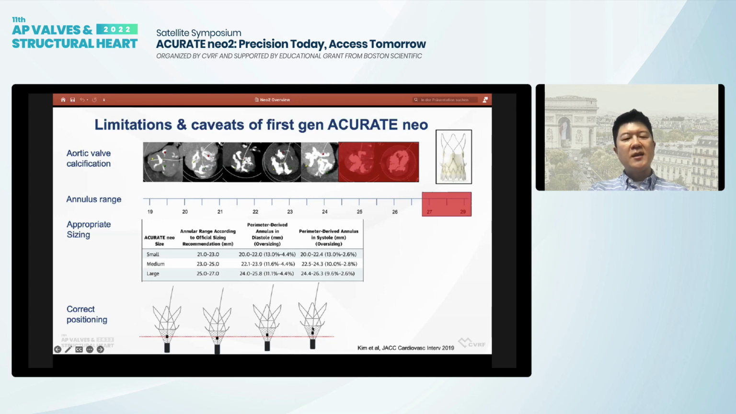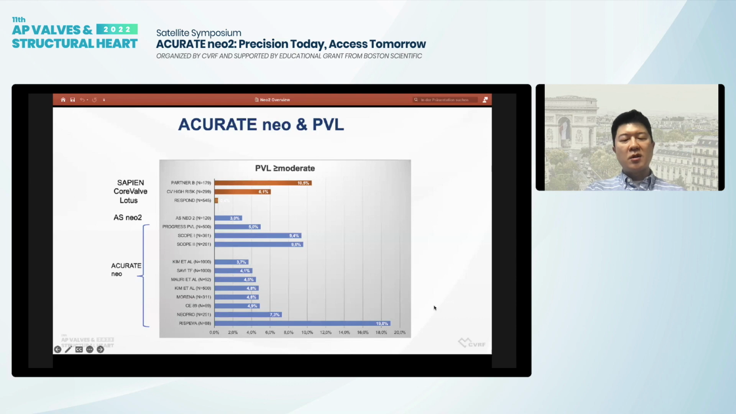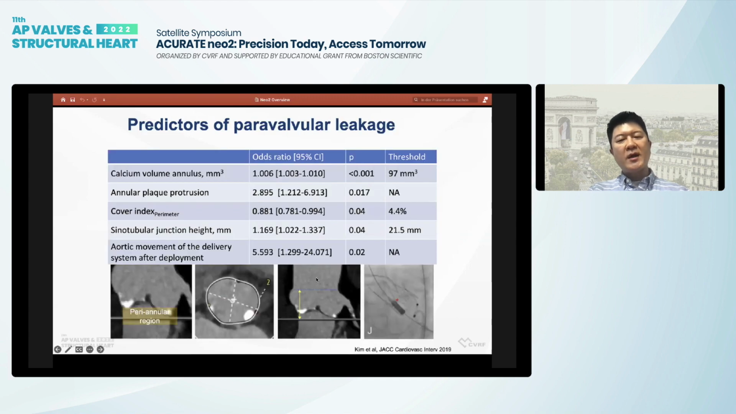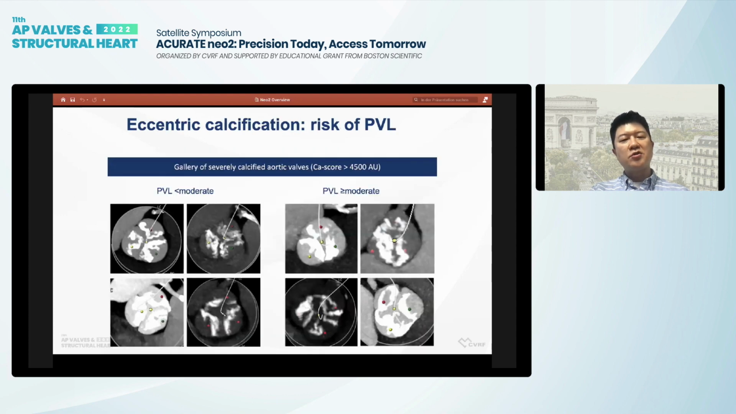And also correct positioning is of paramount importance to achieve good procedural outcomes. And here you see the main problem of the PVL. There's a lot of variety in terms of outcomes. It's because on the one hand we had observational registries without core lab and with core lab, and I think there's also a distinction in terms of experience using the device. We have found also early, as I've shown you, that calcification, eccentric calcification and oversizing is important to achieve good outcomes.